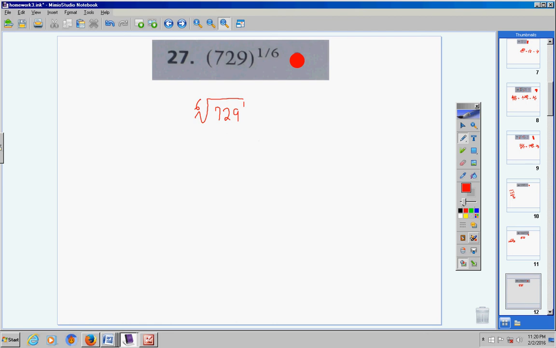Let's see if it is. Now, students, we'll try 3. 3 times 3 is 9. 3 times 3 is 9. 3 times 3 is 9. 9 times 9 is 81. 81 times 9. Yep, there it is, 729. So when you take 3 times 3 times 3 times 3 times 3 times 3, you get 729. So the sixth root, excuse me, of 729 is 3.